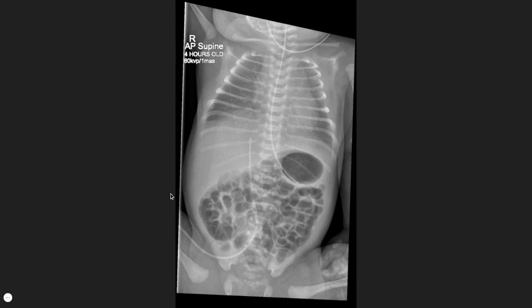In this example, look at the UVC and notice the straighter course without a significant dip. The tip sits at T9, T10, which is approximately the ductus venosus IVC junction and is an acceptable location. There is a nasogastric tube within the stomach.